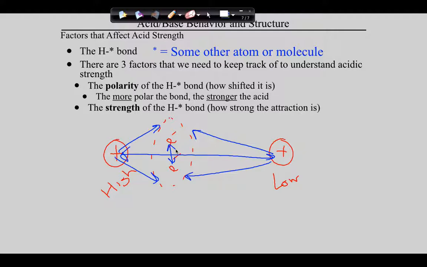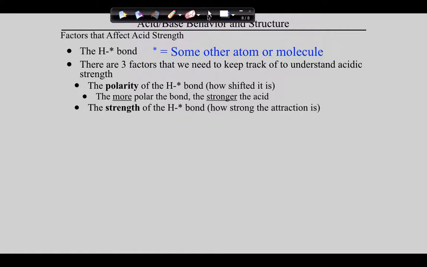Is that okay? So guys, then the question becomes this. What is the relationship between strength and acidic strength? And it's this. The weaker the bond, the stronger the acid. And then guys, we've got one more factor that we need to talk about, and then we're going to dig in and start talking about specifics.